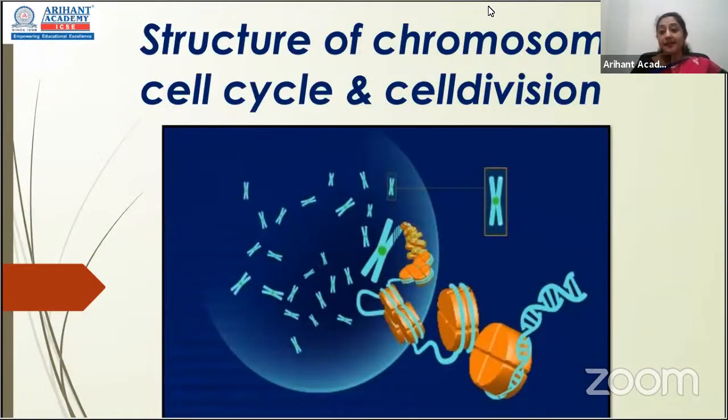Now, this is a revision lecture. So what we would be doing is highlighting the structure and the concept of chromosomes. We would be discussing the structure of DNA. We would just briefly skim over cell cycle and discuss the four mitotic phases of cell division.